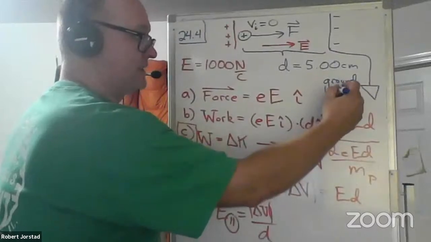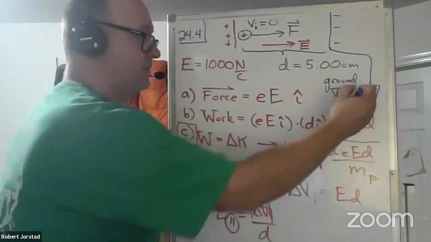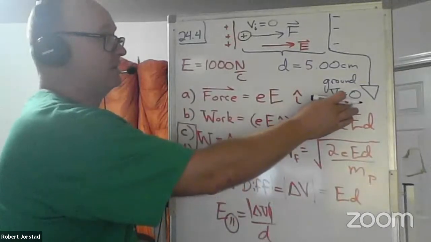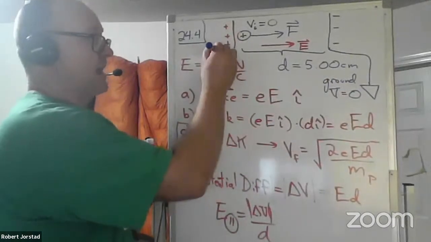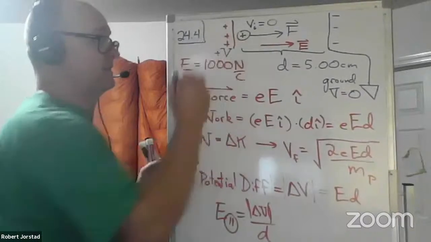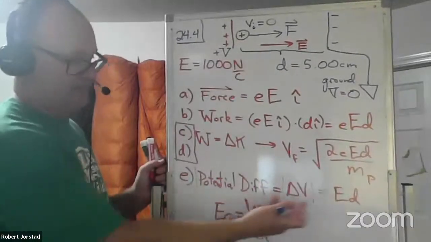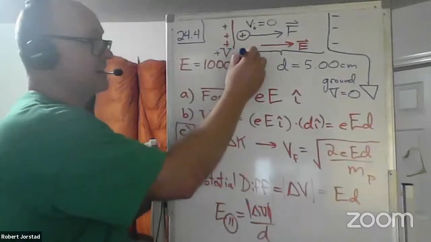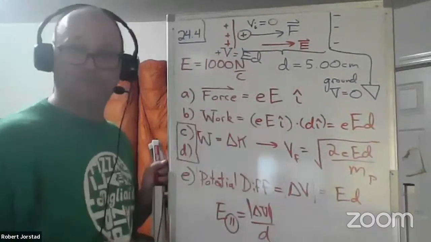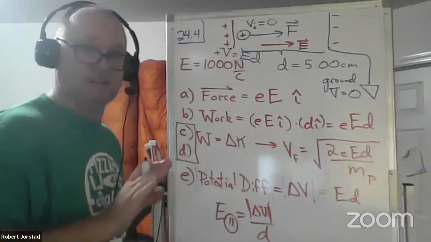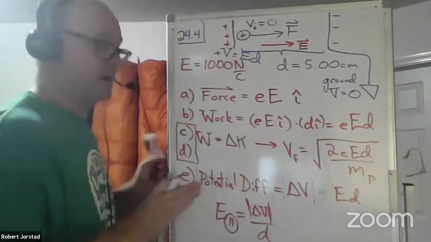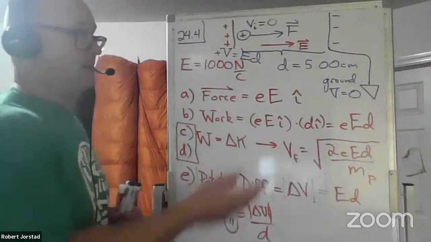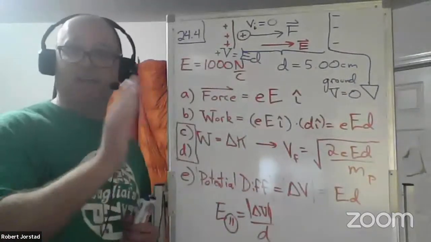Or it means voltage right there is 0. So if we say this plate is at 0, this plate must be at plus V, where V is E times D. So the voltage at this plate is actually E D in this particular problem. All right, so that's what ground means. Ground means the spot that is 0 voltage.